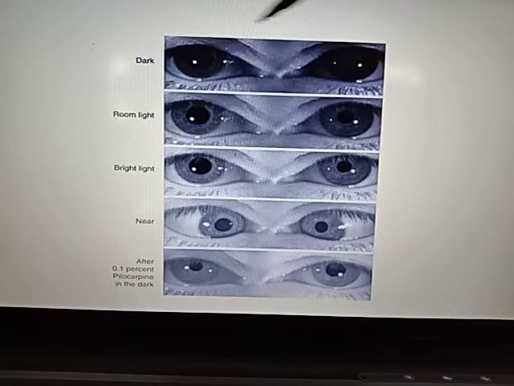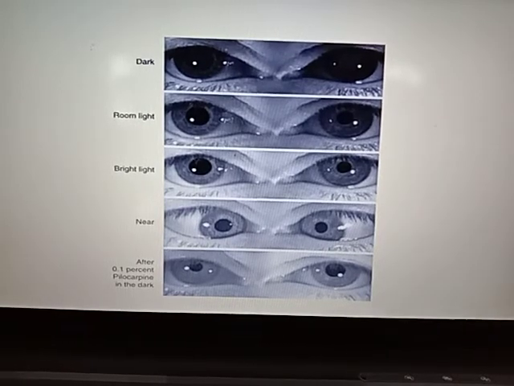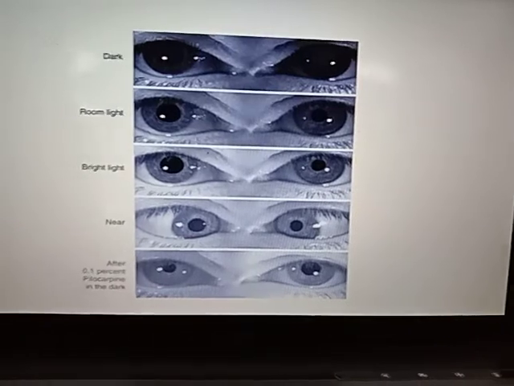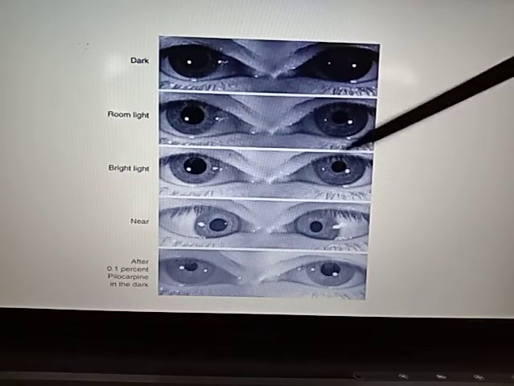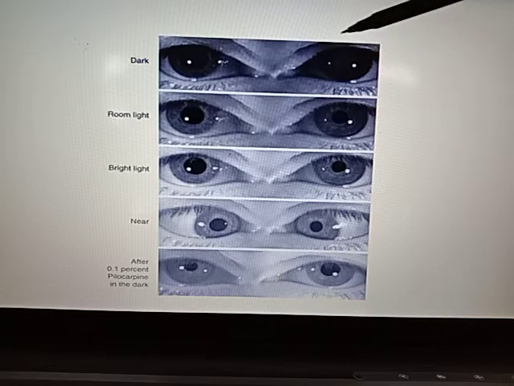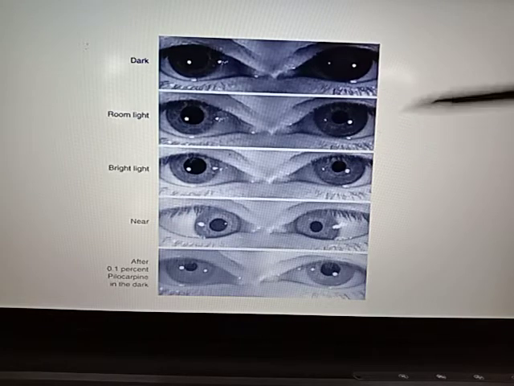If the person has open eyes in the dark, then this is the size of the pupil. In room light, there is some contraction of the pupillary aperture. And in bright light, there is constriction. This is the normal phenomenon. In dark light, a wide pupil; in room light, normal; and in bright light, there is constriction of the pupil.